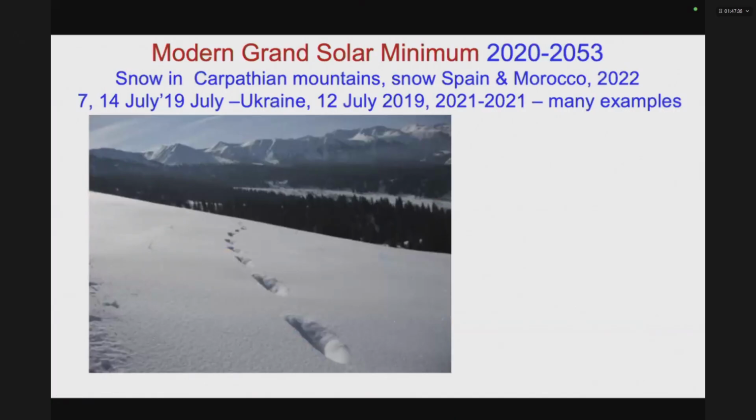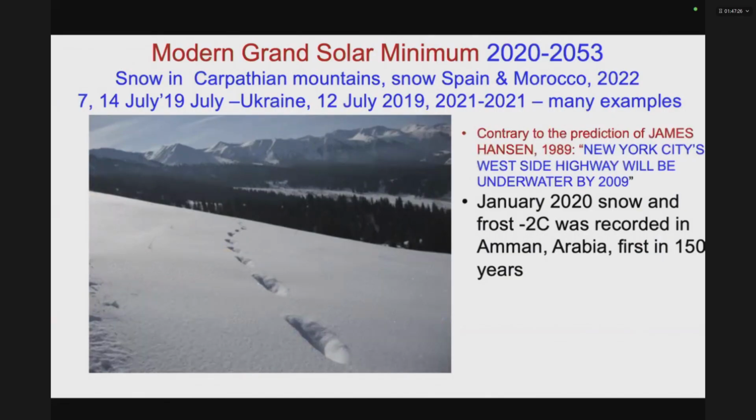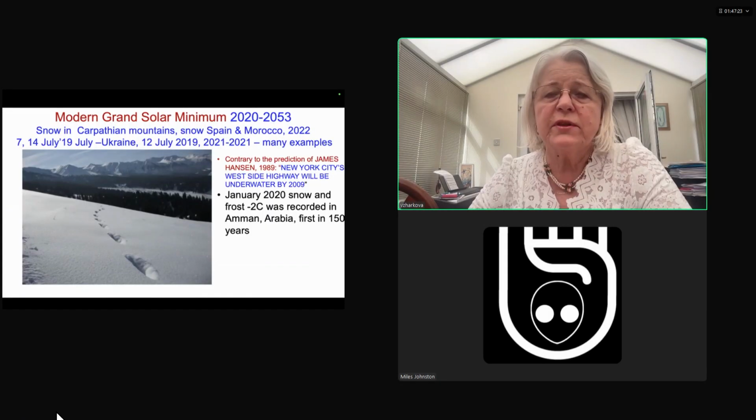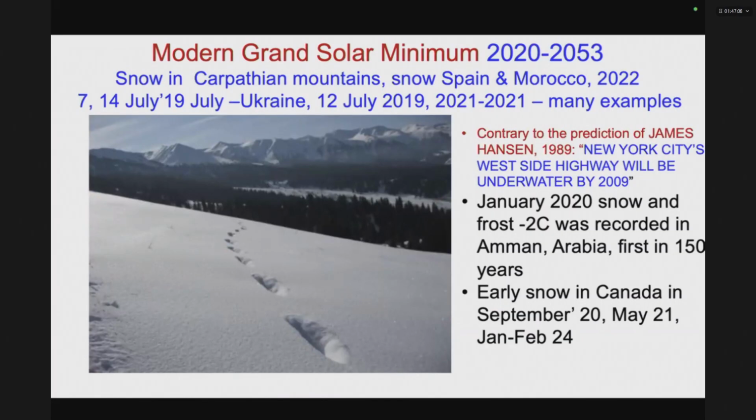And we see grand solar minimum observations: snow in Morocco, Spain, Ukraine, minus 2C, and frost recorded in Amman, Arabia, the first in 150 years. Obviously, the prediction of James Hansen that the West Side Highway in New York City would be underwater by 2009 did not come true. Nothing happened. We had early snow in Canada in September 2021, and snow in January and February 24, and endless snow in January and March 25, if you know what Canada means.